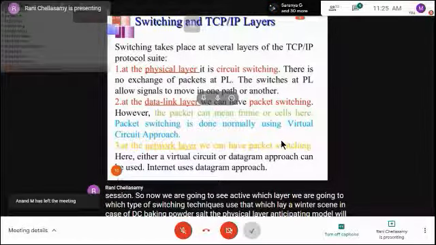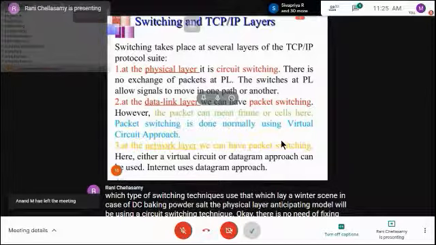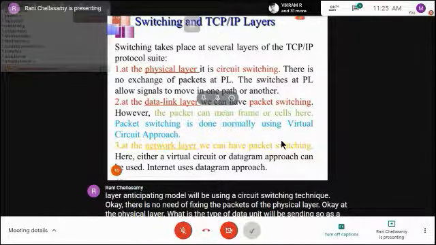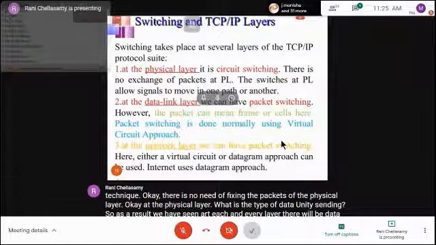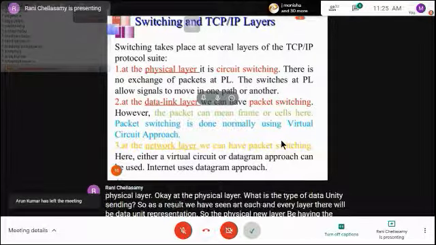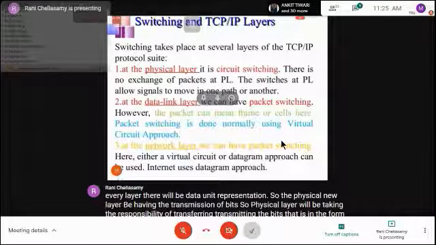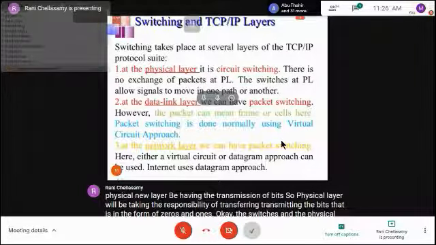At the physical layer, what is the type of data unit we'll be sending? Yesterday we saw that at each and every layer there is a data unit representation. So at the physical layer we have the transmission of bits. The physical layer takes the responsibility of transmitting the bits, that is in the form of zeros and ones. The switches at the physical layer allow electrical signals to pass from source to destination. At the data link layer, we have the packet switching technique.